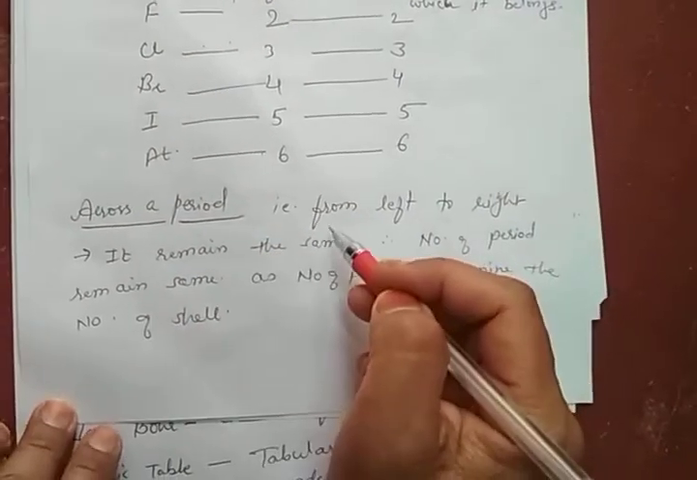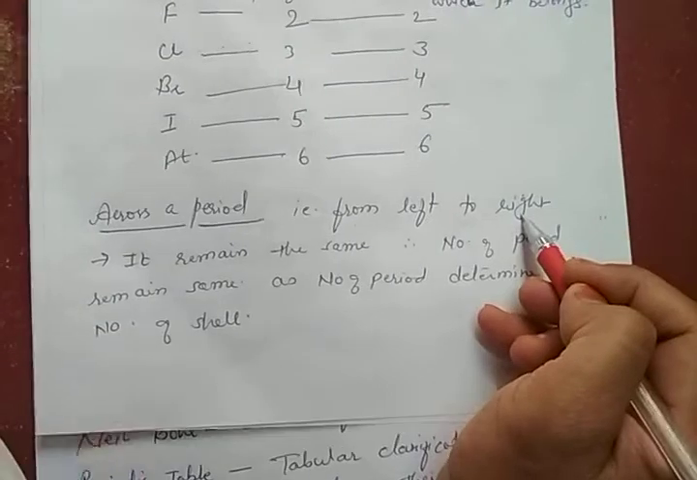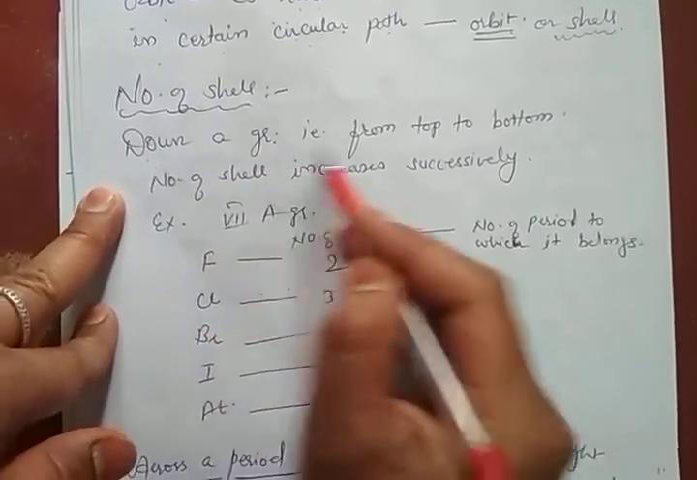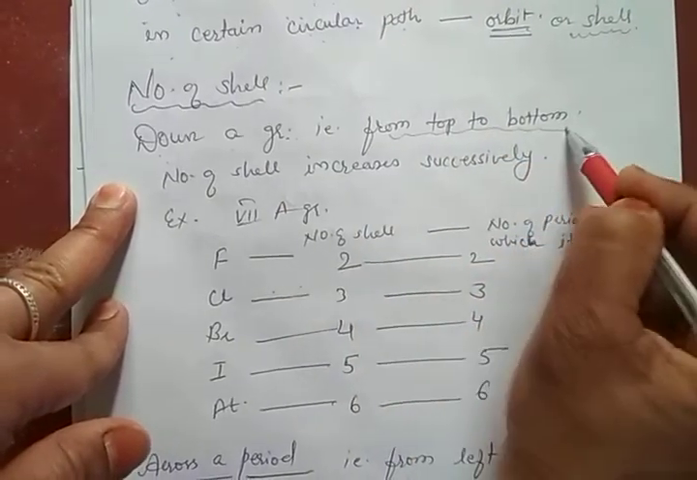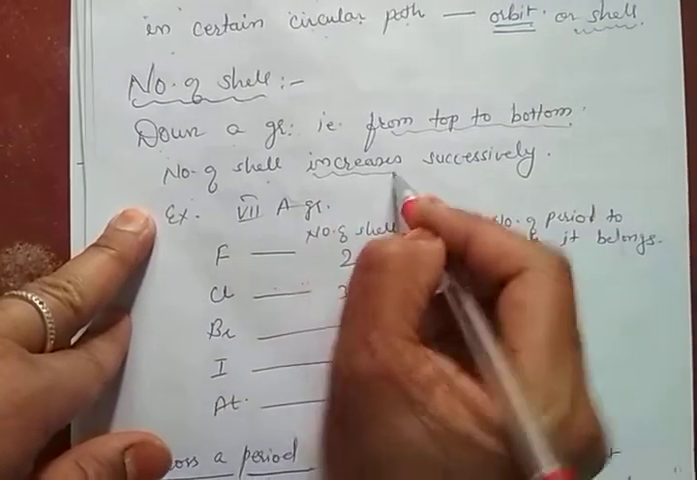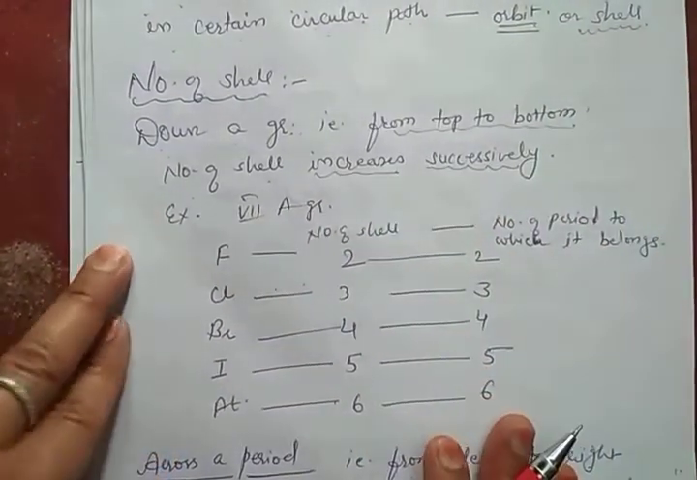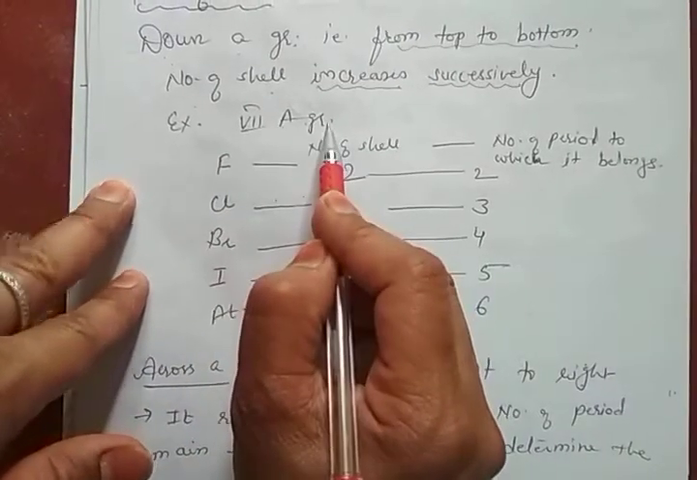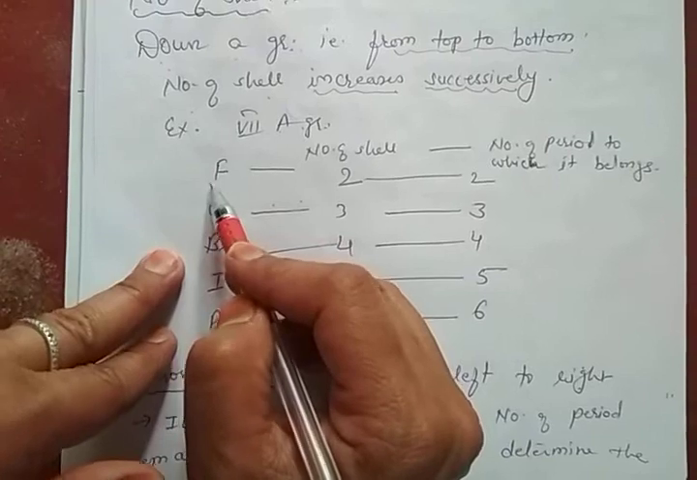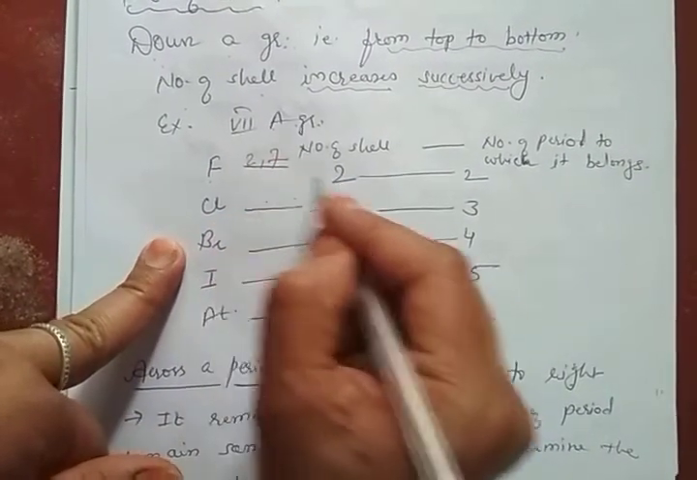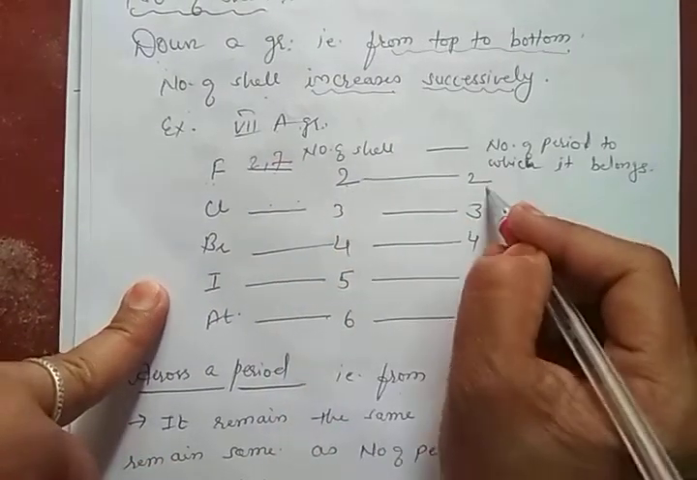Across a period, we have to consider from left to right. Let's see the first one, how it works down a group, that is from top to bottom. In a particular given group, the number of shells always increases successively, arithmetically, one by one. Let's take the example of 7A group elements. Just now we saw that the electronic configuration of fluorine is 2, 7. It means it has 2 shells. That's why it belongs to the second period.